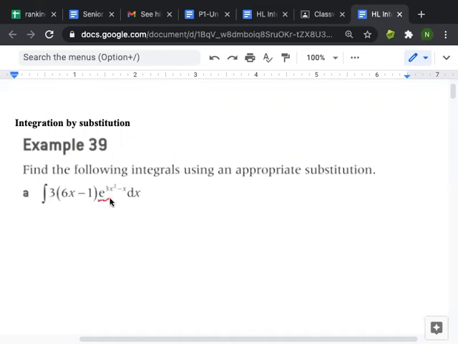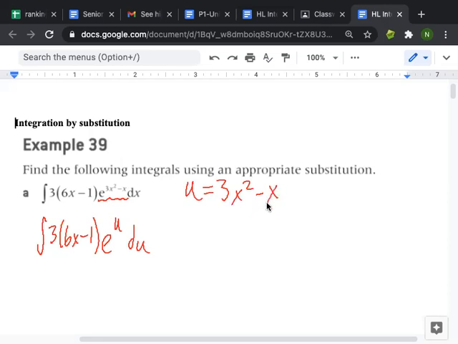So to me, the complicated piece right here is this. So I'm going to redefine this. And so we're going to have the integral of 3 times 6x minus 1 times e to the u du. But now that means that I've defined u to be 3x squared minus x. And so the next step is to figure out what du dx is, which would be 6x minus 1.